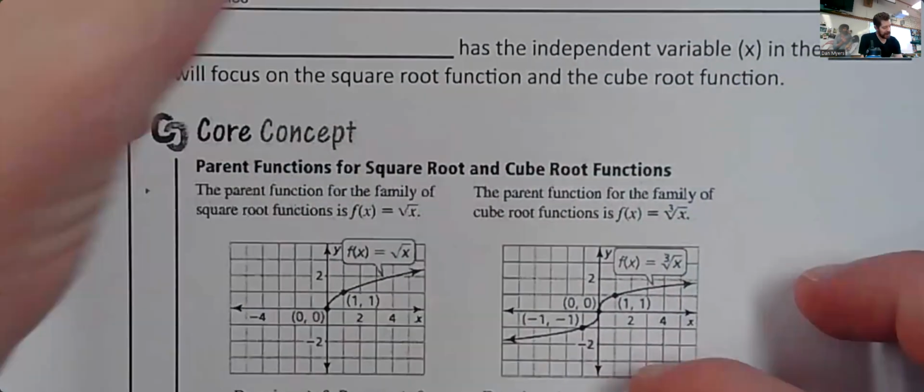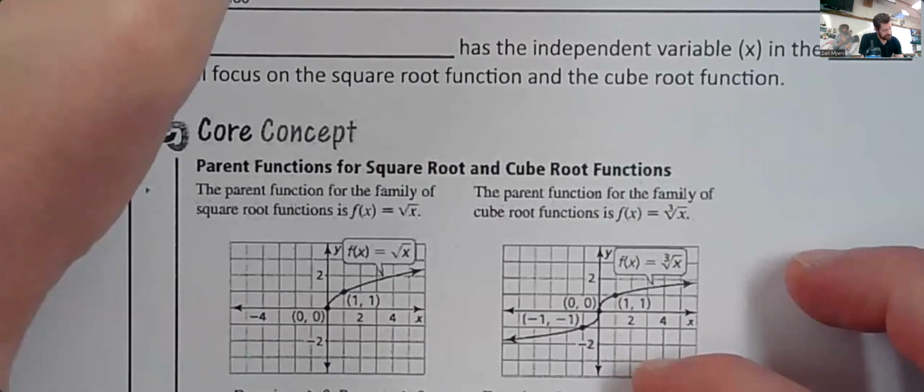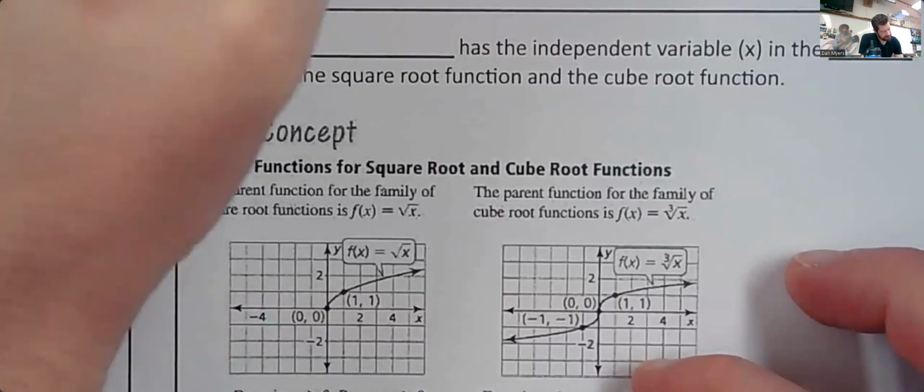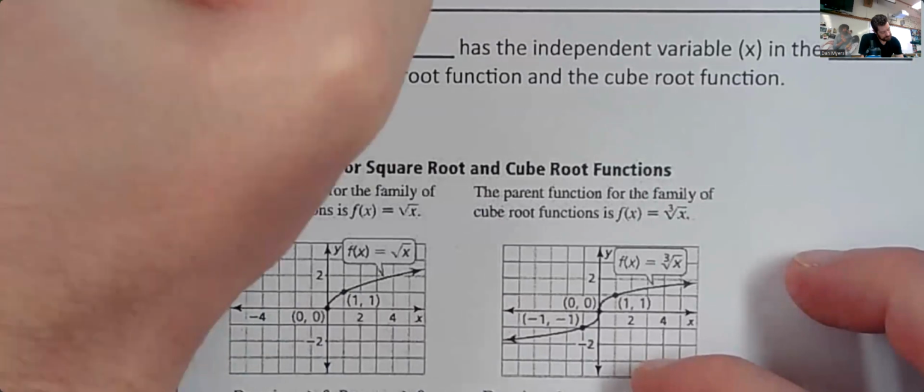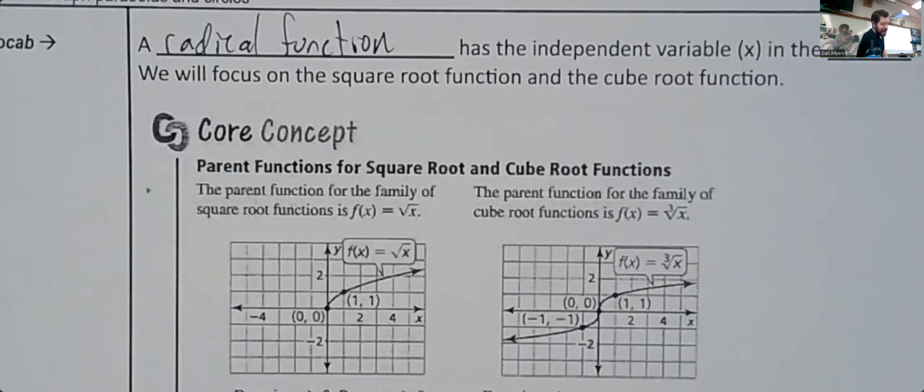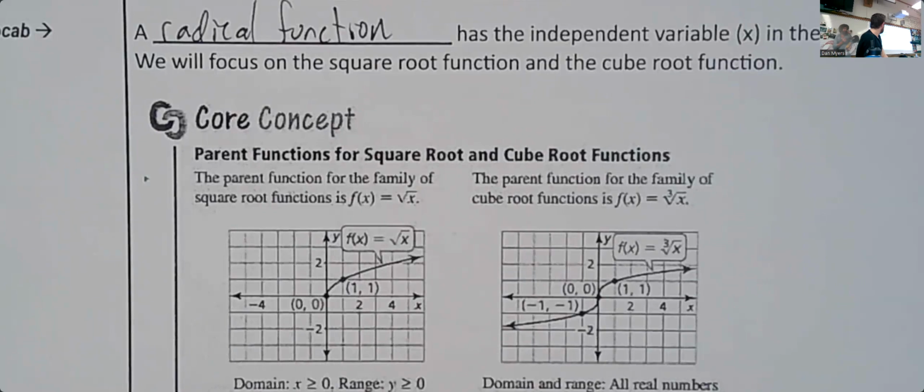So here we go. A radical function, that's our fill in the blank here, radical function has the independent variable x in the radicand. So basically, anytime, heads up here, guys, make sure you have a pencil. Anytime you have your variable under your radical symbol as part of the radicand, that would make it a radical function. We're going to be focusing today on square roots and cube roots, like I mentioned.